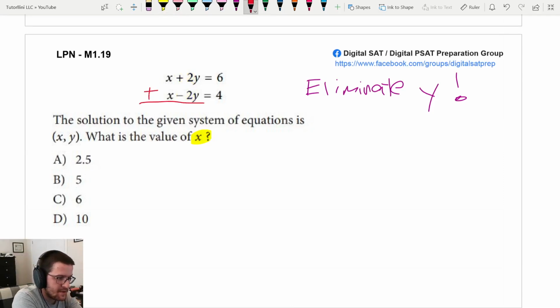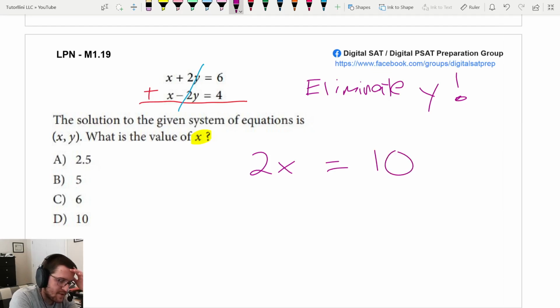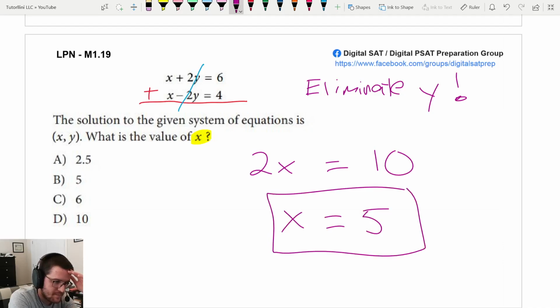So we're going to add the two equations. x plus x, that's 2x. 2y plus negative 2y, that just gives you 0. And 6 plus 4 is 10. Divide both sides by 2, and we get x equals 5. So that is answer choice B, which is correct.